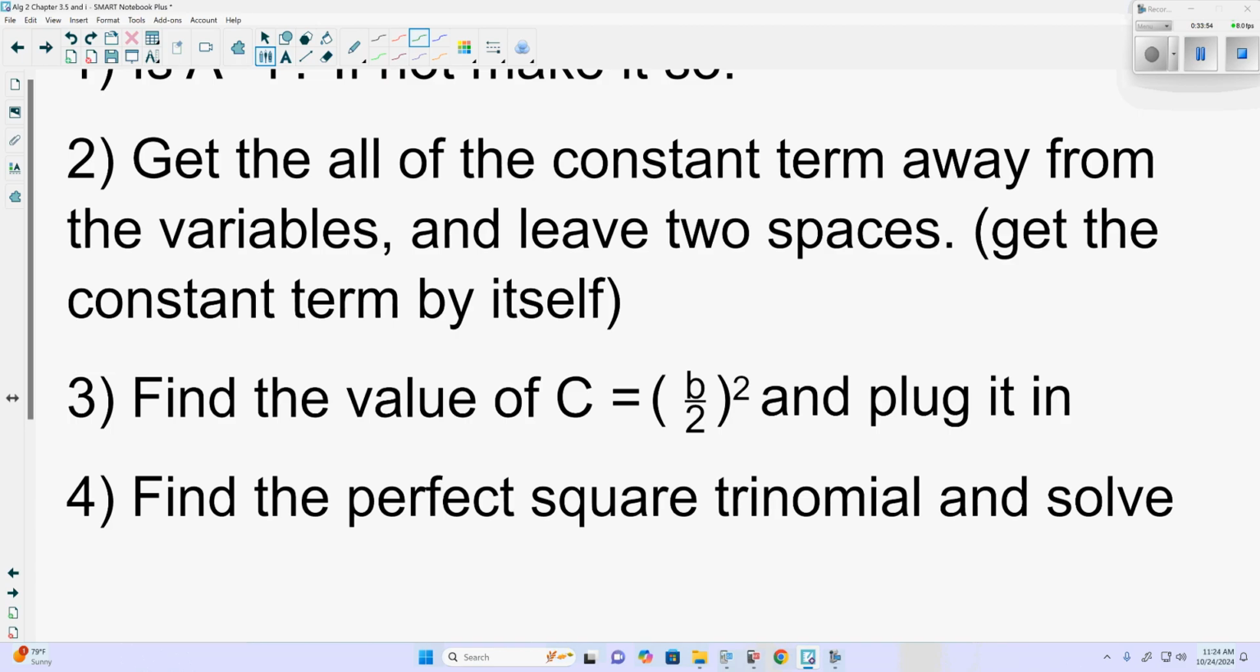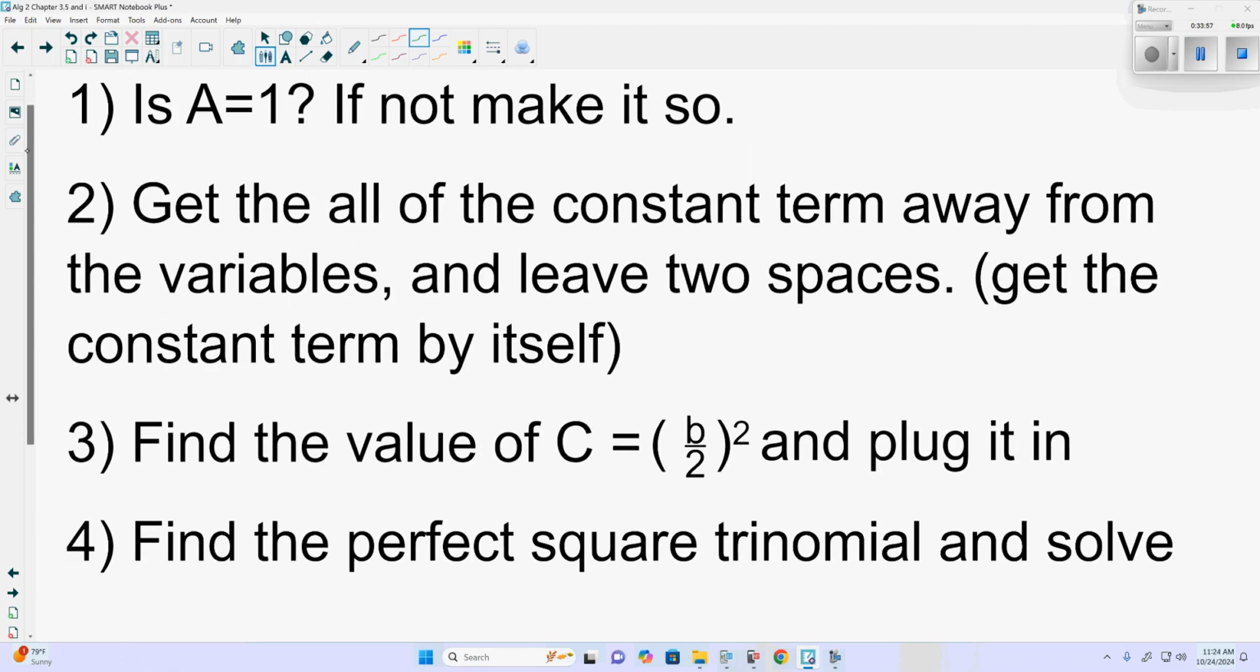At about halfway down the page for these next two, have you write these down. So you won't need the full page for either one of these problems, but these here are the 4 steps for completing the square method. The first main step: is a equal to 1? If not, make it so. Step number 2, get all the constant terms away from the variables and leave 2 spaces.